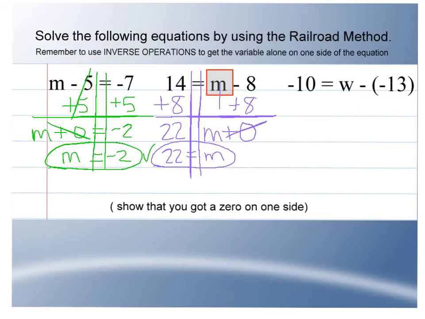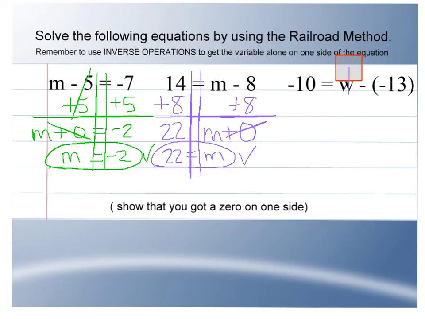And then of course, I'm going to go back and I'm going to check, does 22 work? So I'm going to plug in 22. 22 minus 8 does give me 14. So my answer works. All right, our last problem says negative 10 equals w minus a negative 13.